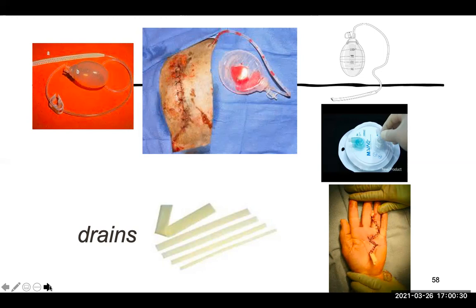The hand at the bottom has a Penrose drain, and you see examples of Penrose drains on the table in the middle of the screen. Penrose drains are also inserted, and they will come with a bulky dressing wrapped around the wound. Our job as a nurse is to change the dressing when it's saturated with drainage. You don't want to leave a wet, dirty, saturated dressing on your patient. So it'll be changed when it gets saturated, and you would describe the type of drainage and change the dressing.